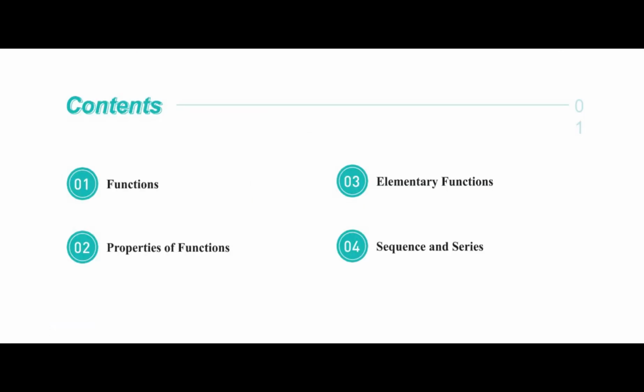That's everything for Unit 0, Pre-Calculus. In this unit, we covered 4 main topics. First, we reviewed functions, including what a function is, domain, range, and how functions are written. Second, we looked at properties of functions, such as increasing and decreasing intervals, even and odd functions, and transformations. Third, we studied elementary functions, including power, exponential, logarithmic, trigonometric, and inverse trigonometric functions. Finally, we covered sequences and series, including arithmetic and geometric sequences, summation notation, and formulas for sums.